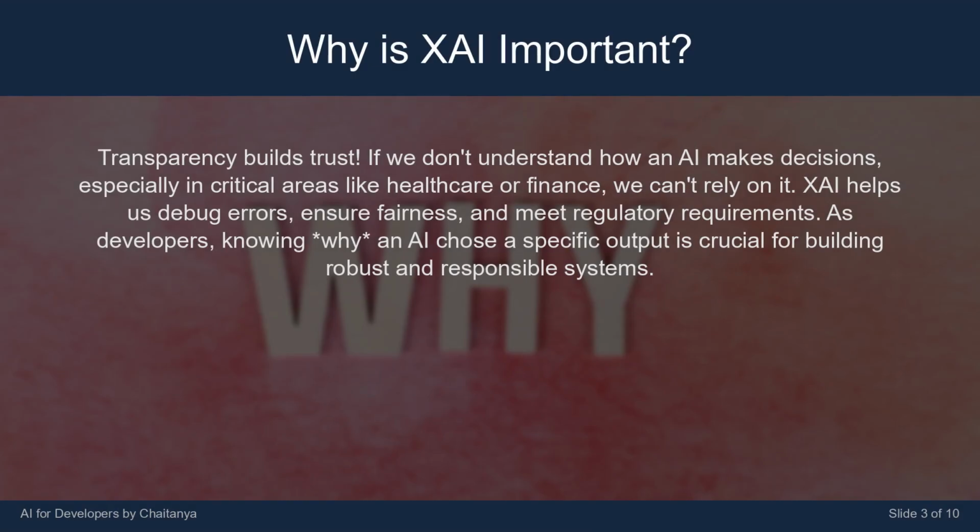Transparency builds trust. If we don't understand how an AI makes decisions, especially in critical areas like healthcare or finance, we can't rely on it. XAI helps us debug errors, ensure fairness, and meet regulatory requirements. As developers, knowing why an AI chose a specific output is crucial for building robust and responsible systems.